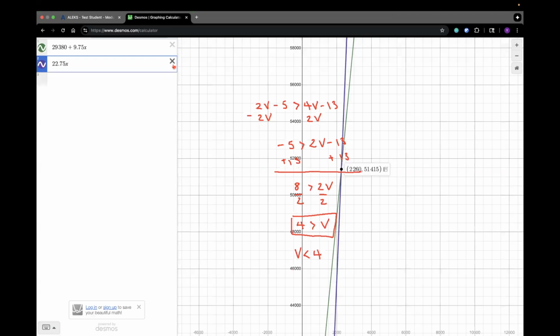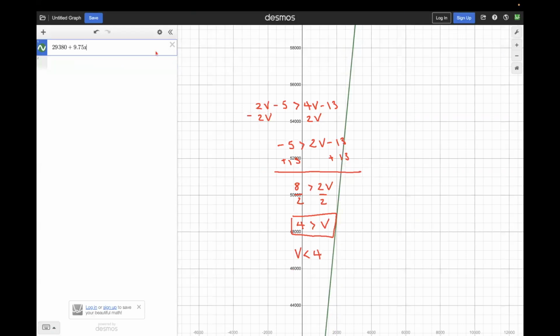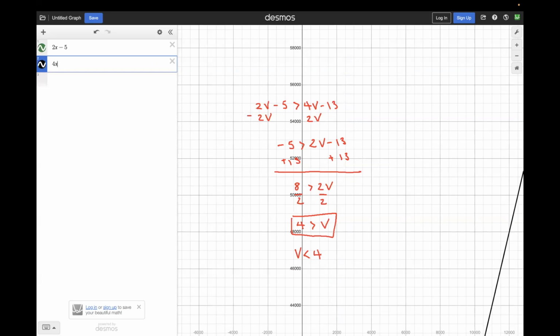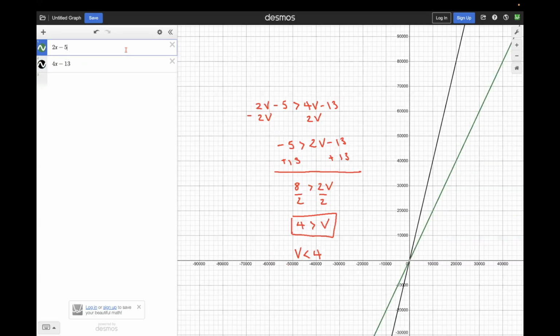Well, I'll go back to Desmos. Again, I'll use x for the variable v, but we have 2x minus 5. Oops, I mean to use x. And what's the other one? 4x minus 13. We want to know when the first equation is larger than the second.